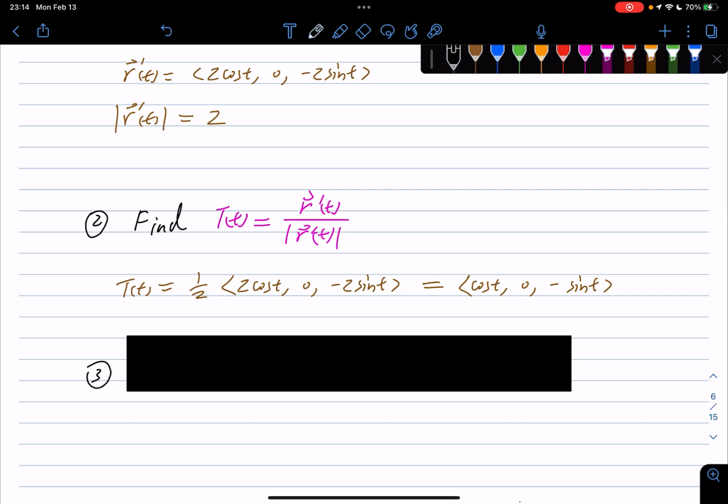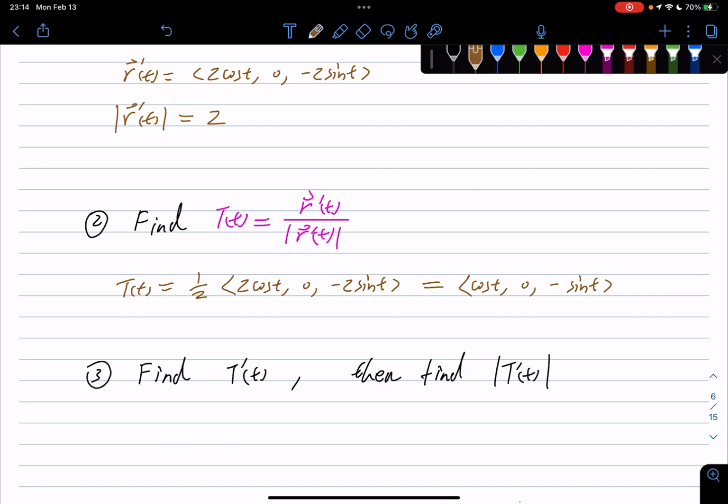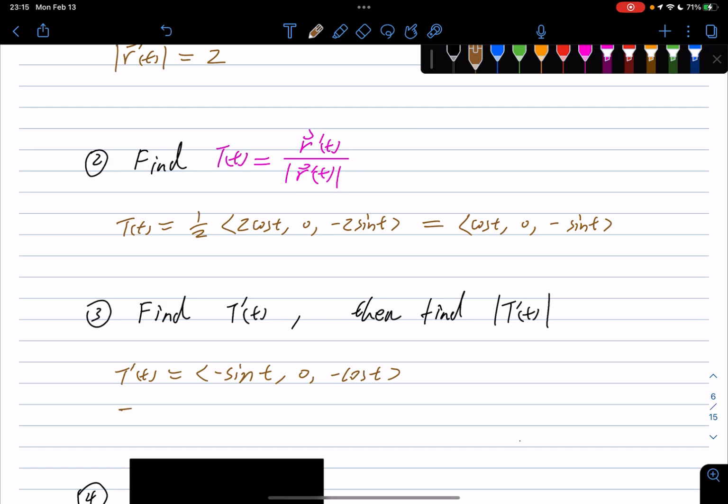Step 3 is we're going to continue utilizing our unit tangent vector. We're going to find the derivative of the unit tangent vector, and find the magnitude of that. So T'(t) equals ⟨-sin t, 0, cos t⟩, and the magnitude of T'(t) equals 1. Pretty straightforward.